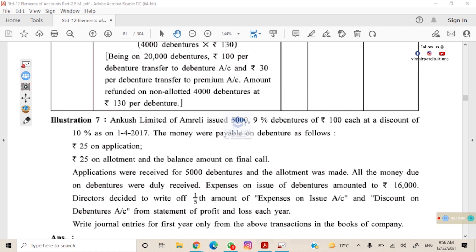All money due on debentures was duly received. Expense on issue of debentures amounted to 16,000. Directors decided to write off 1/5 of the expense on issue and the discount on debentures from the statement of profit and loss each year. Write journal entries for the first year only, in the books of account.